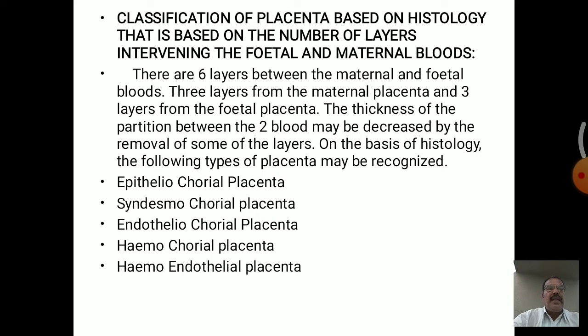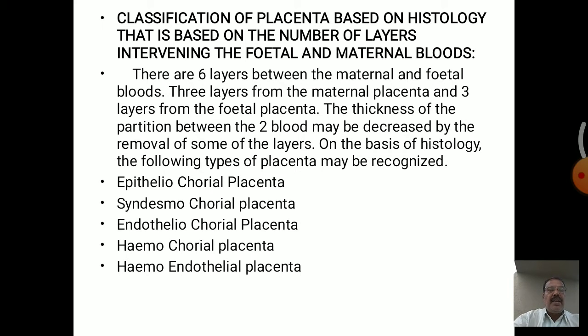There are 6 layers between the maternal and fetal bloods, 3 layers from the maternal placenta and 3 layers from the fetal placenta. The thickness of the portion between the two bloods may be decreased by the removal of some of the layers. On the basis of histology, the following types of placenta may be recognized.